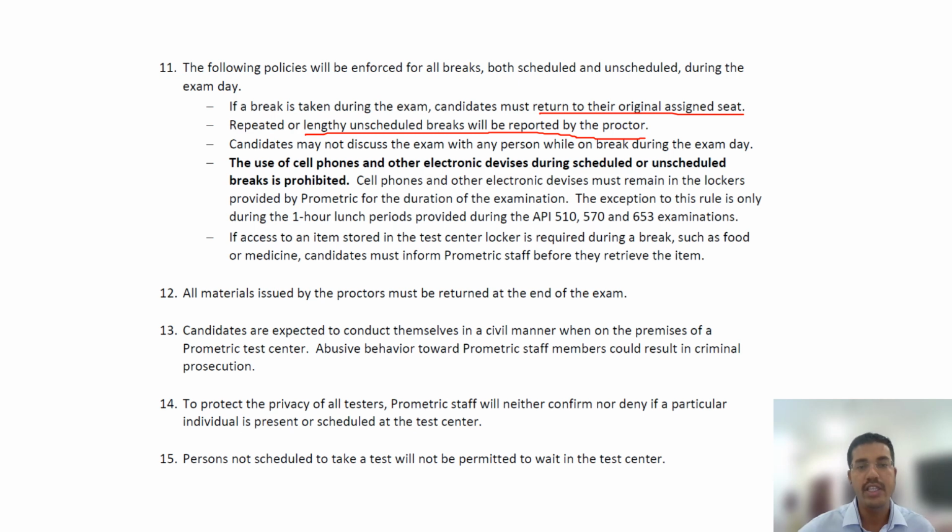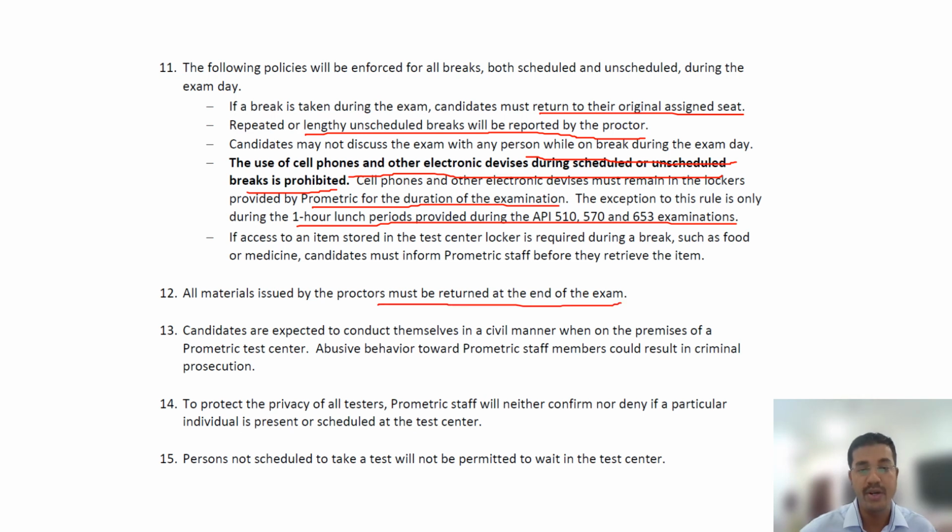Candidates may not discuss the exam with any person while on break during the exam day. The use of cell phones and other electronic devices during scheduled and unscheduled breaks is prohibited. This is very important. Cell phones and other electronic devices must remain in the locker provided by Prometric for the duration of the examination. The exception to this rule is only during the 1 hour lunch period provided during the API 510, 570, 653 examinations. All material issued by the proctor must be returned at the end of the exam.